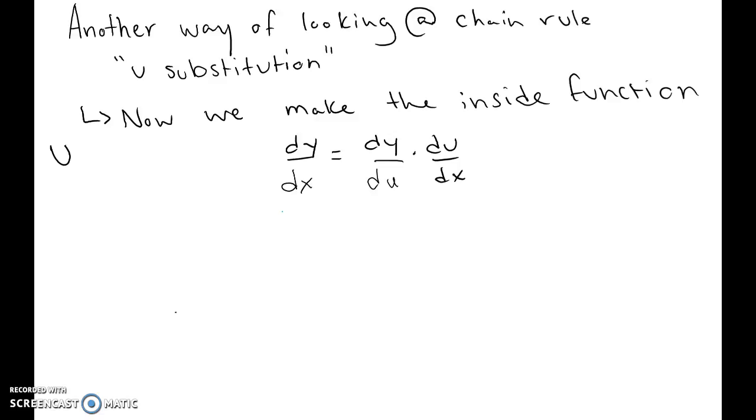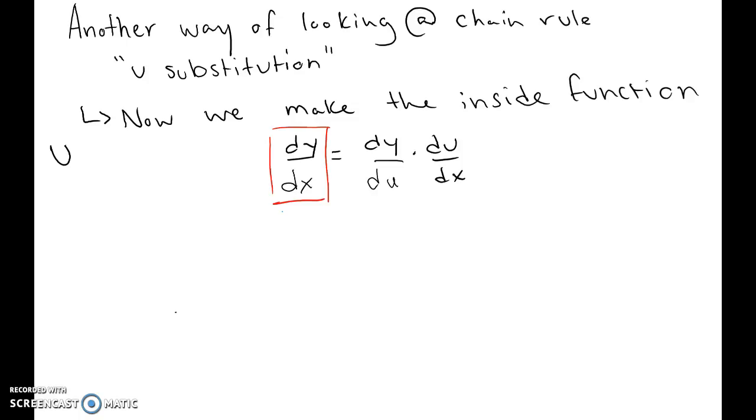But our basic notion here is that the derivative of our function overall, so the derivative of y with respect to x, this guy right here, is equal to the derivative of y with respect to u times the derivative of u with respect to x. So what that's saying is the derivative of my outside, times the derivative of my inside, but we'll get there.